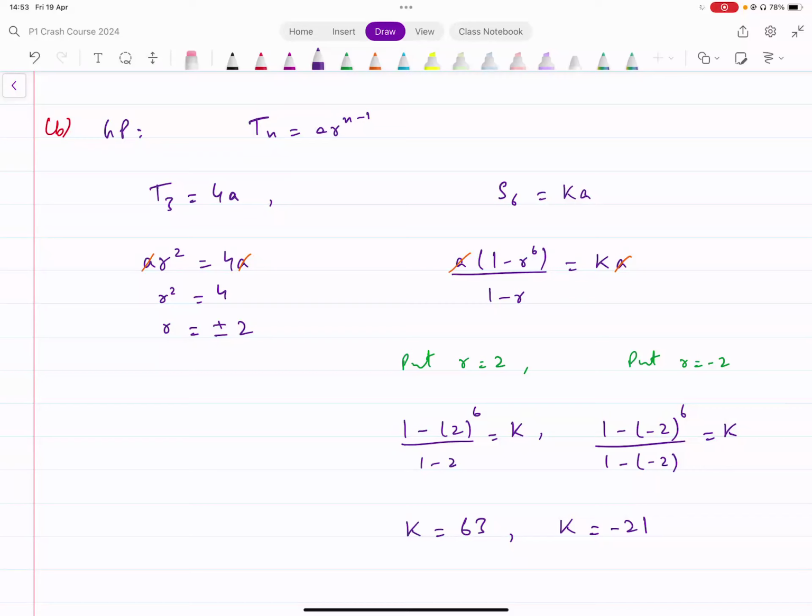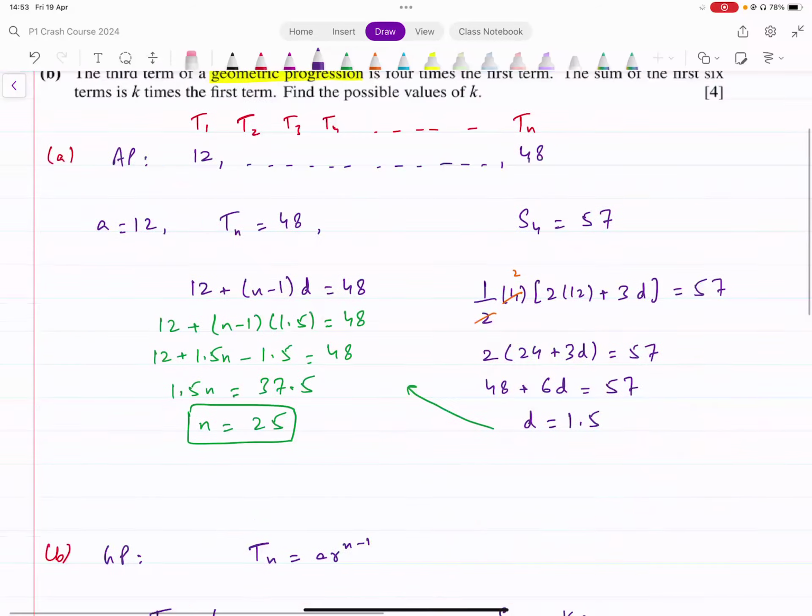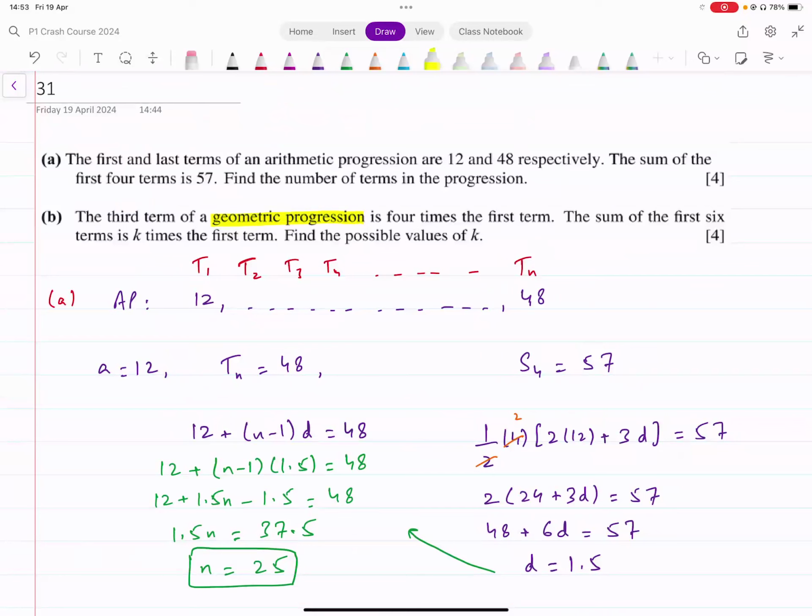Sir, do we have to take one specific k, or can we just write both answers? Both, because the question says, let's look at the question statement. It says find the possible values of k. That means there are going to be multiple answers. So the question statement always gives you a hint about this.